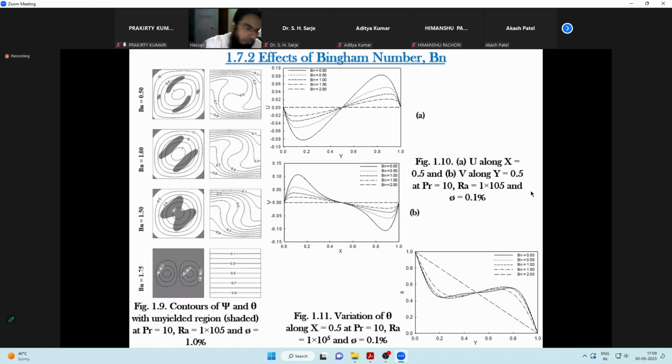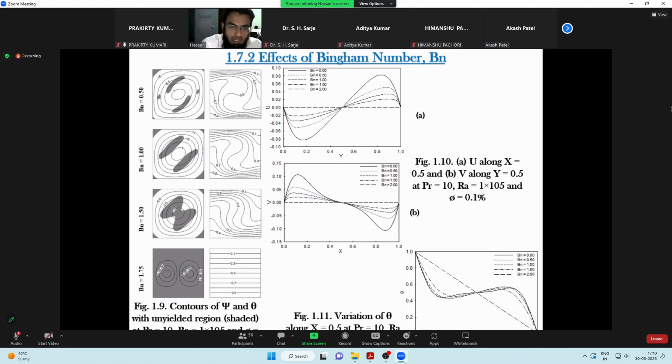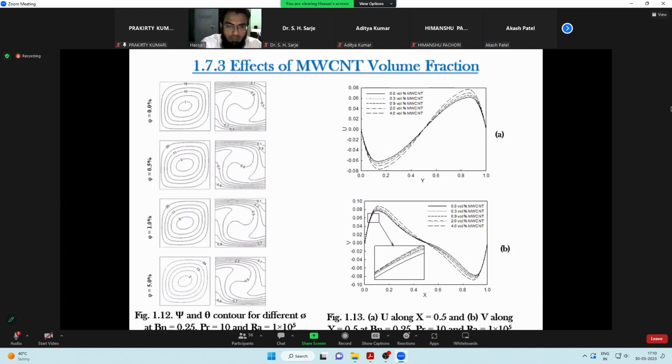You can see here, in the case of Bn 1.5, the core is behaving as a solid, whereas there is a fluid around it. In case of Bn 1.0, there are two non-moving parts. The rest of the fluid is moving. So the Bn number, the Bingham number, has a significant effect on this phenomenon.